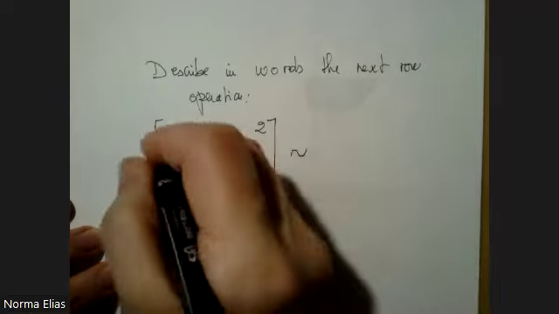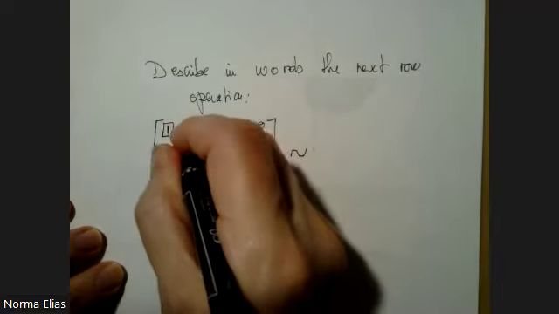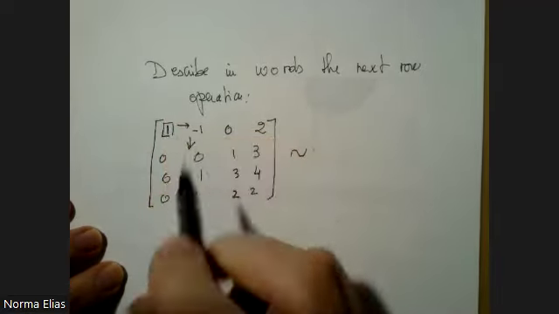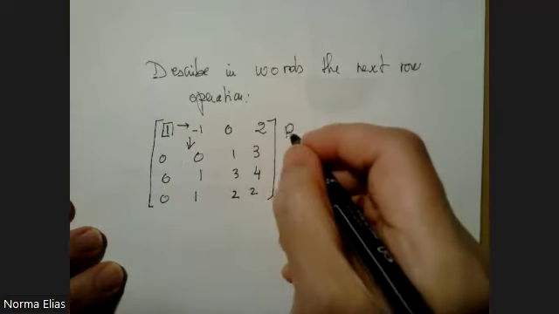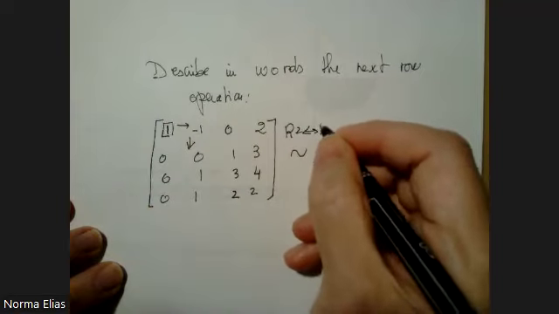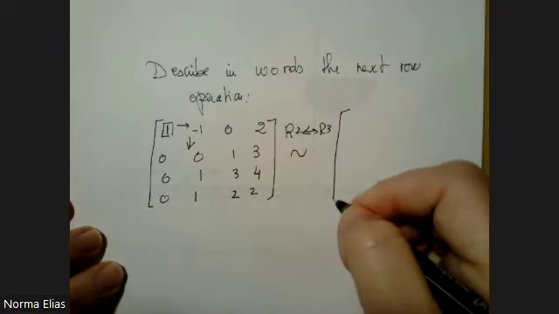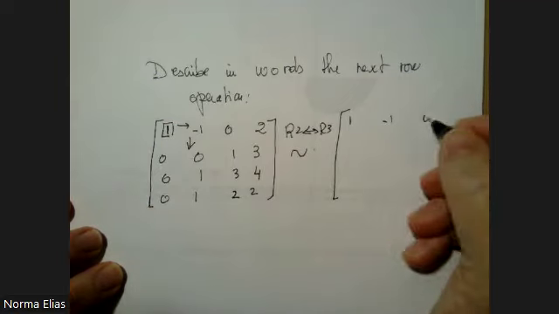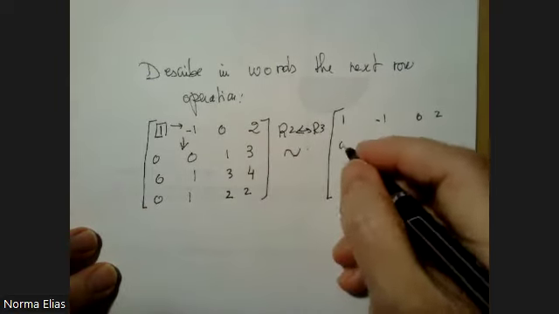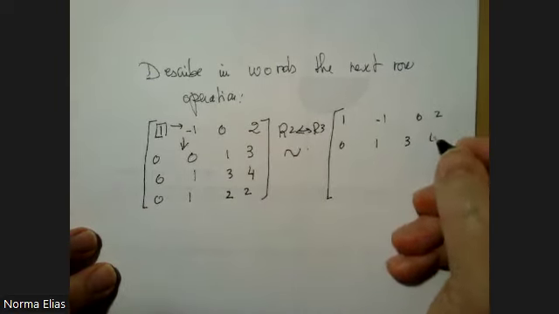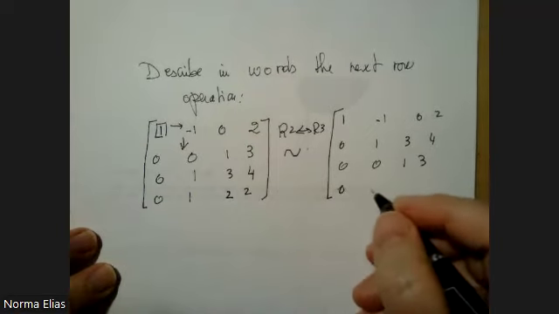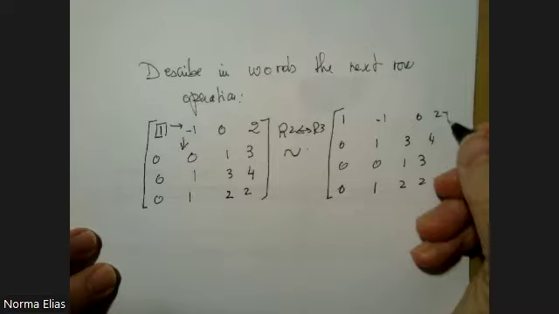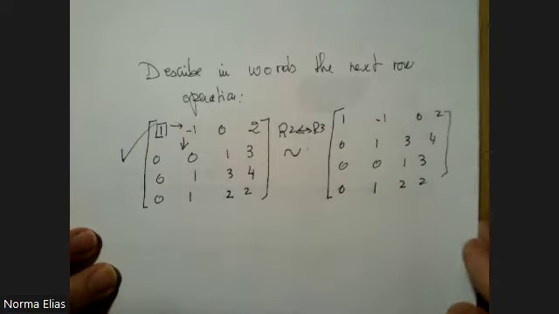Because I have my leading entry here, to the right and down, I don't have a leading entry, so I have to create it. We interchange. Zero, 1, 3, 4; 0, 0, 1, 3; 0, 1, 2, 2. Correct. Okay, example number 2.